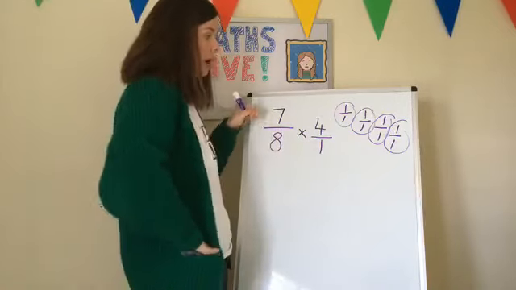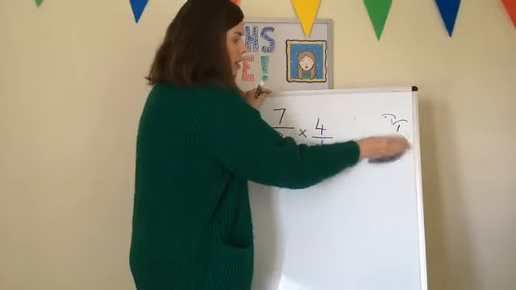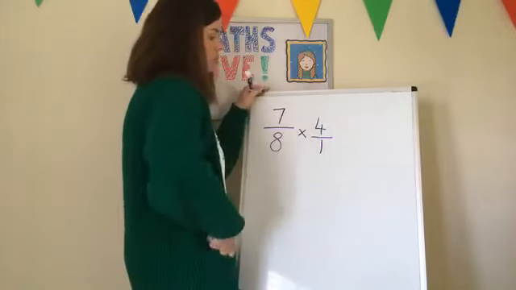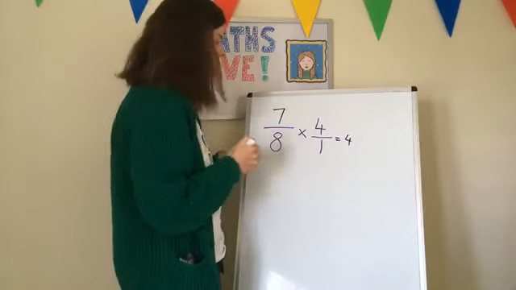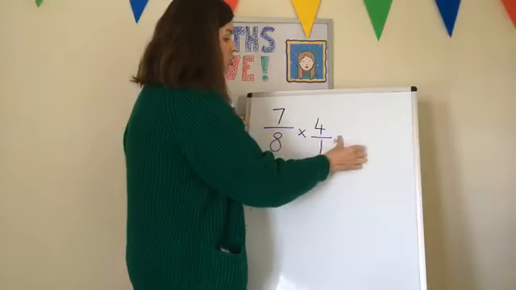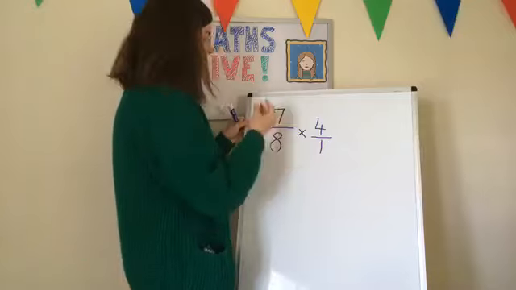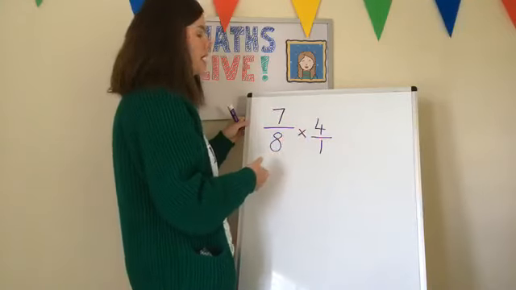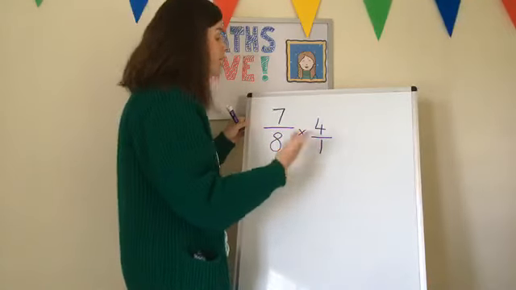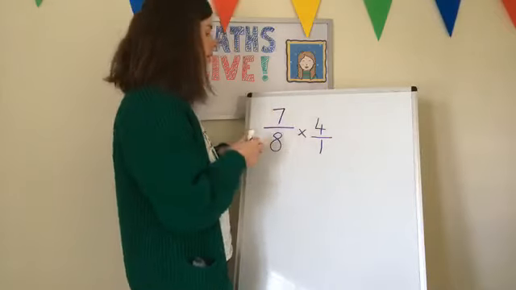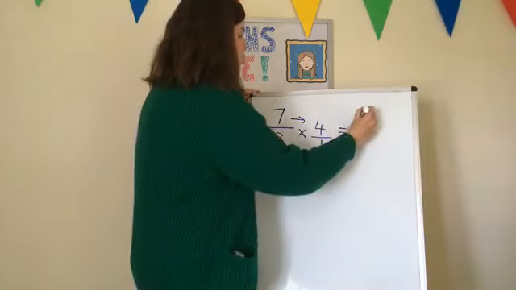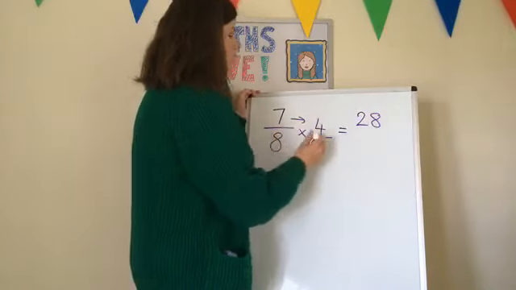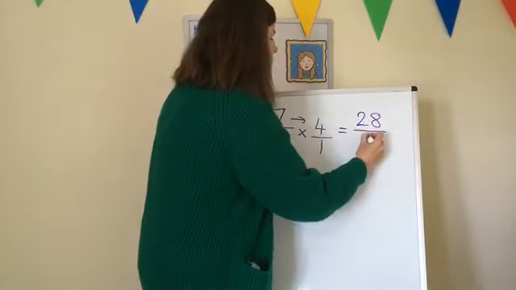So you've turned that whole number into a fraction. So 4 over 1 is exactly the same as 4. Exactly the same. And you do that with any whole number. So if you had 7/8 times by 9, it will be 9 over 1. So now we can do exactly what we did before. So 7 times 4 is 28. 1 times 8 is 8.